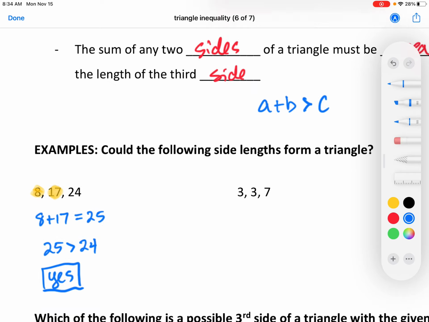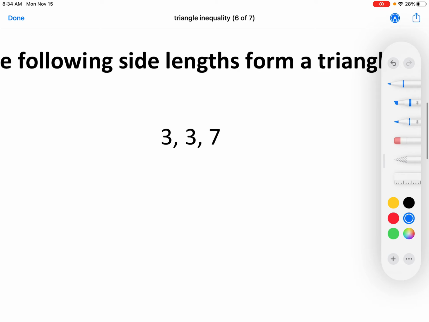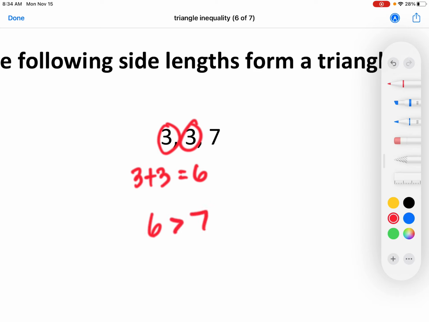Next question is asking the same thing. We've got side lengths this time of 3 and 3 and 7. So we take our two smallest ones. Our two smallest ones are 3 and 3. We add them together and we get 6. Well, when we look at 6 and we ask, is it greater than 7? The answer is no, it is not. So the answer to our question, can it form a triangle, is also no.